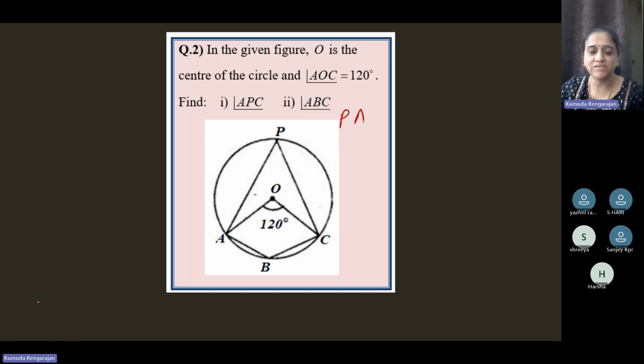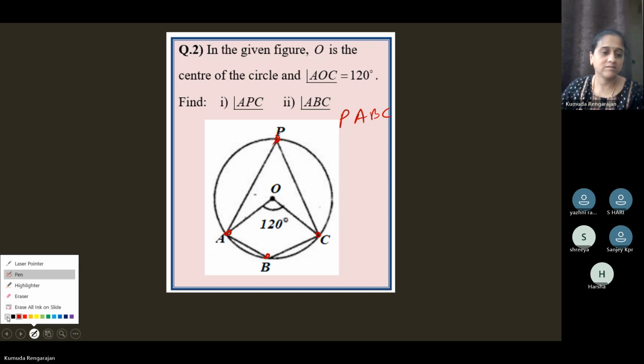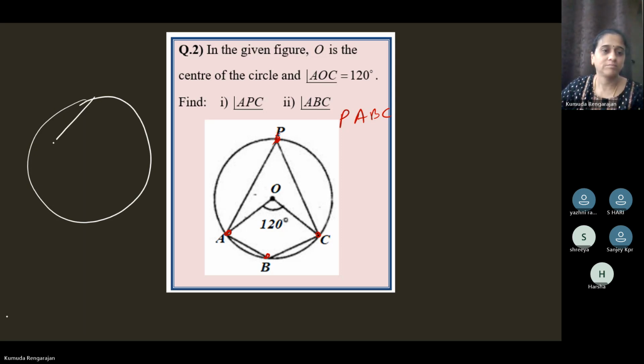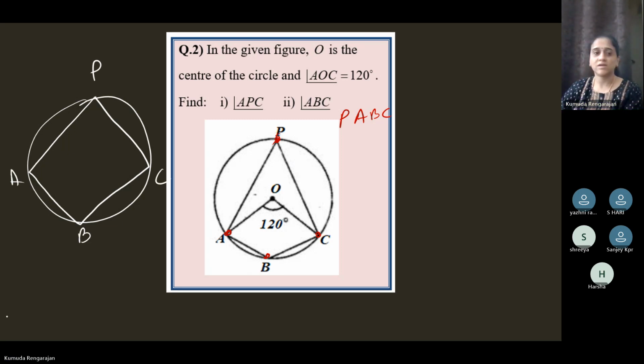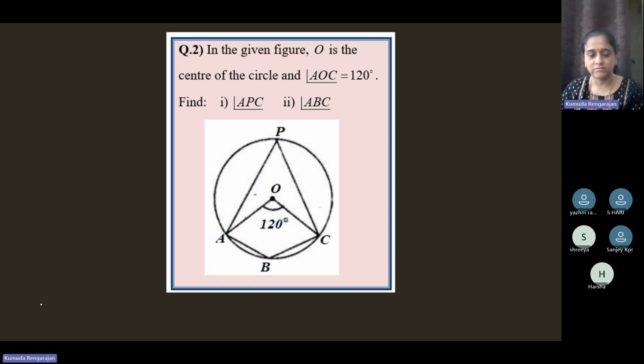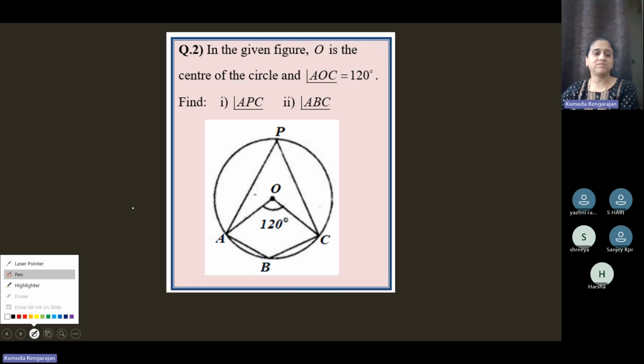Is PABC a cyclic quadrilateral? Yeah, because PABC, also points touch the circle. PABC is like this. Yeah, this is cyclic. Don't get confused with these lines which are inside. Fine. What's APC?